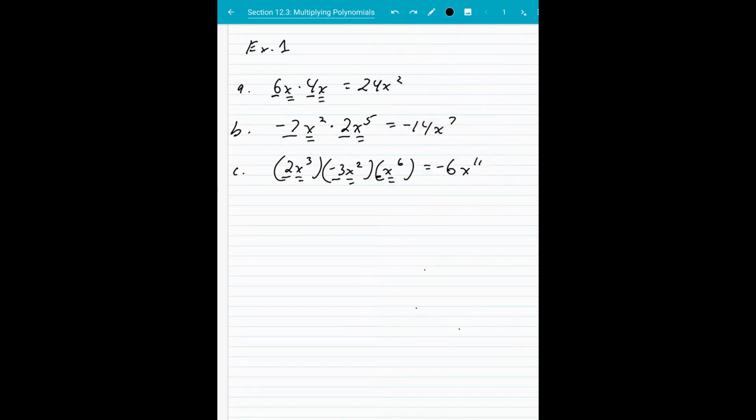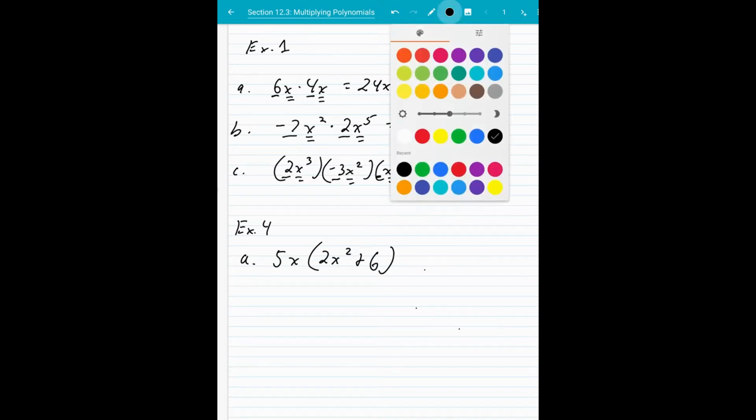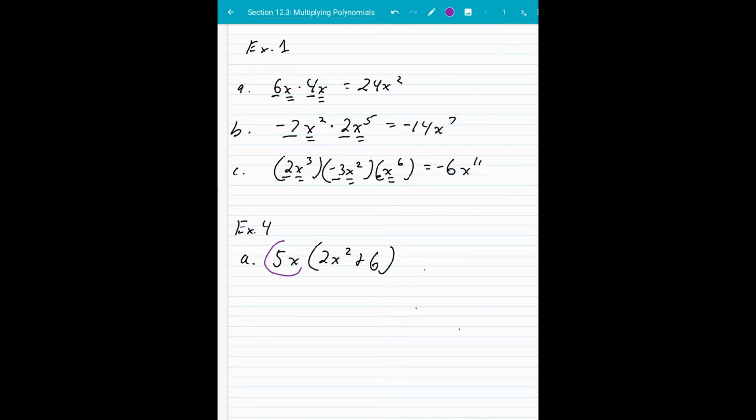Now what we're actually going to be doing is using what we had in the previous chapter, I believe it was chapter 2 or chapter 3, might have been chapter 1.8, where we use the distributive property. So looking at A, this is 5x times 2x squared plus 6. What we're going to do for this problem is distribute this entire thing to each one of the items on the inside. I'm going to rewrite that 6. It looks pretty lopsided.